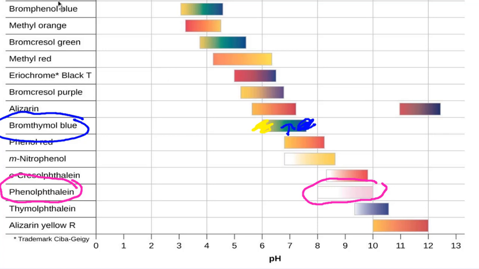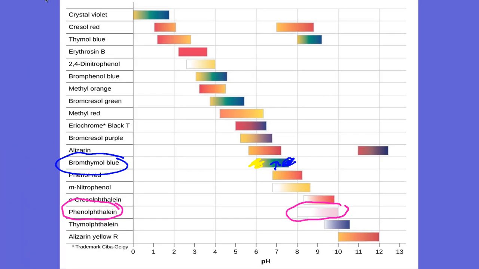So these are the two main ones we're going to use in class, bromothymol blue and phenolphthalein. Number one, because they're cheap. Number two, because they work. Another great one would be universal indicator. Universal indicator indicates when you have an acid, when you have neutral, and when you have a base as well.